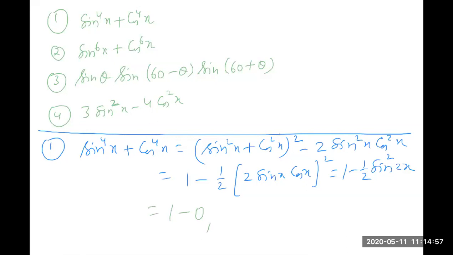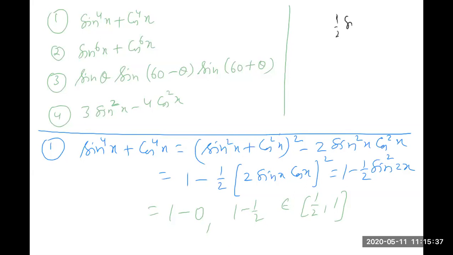Sin^2 2x maximum value is 1. 1 minus half. So when it is 0, it will be maximum, 1. Because from 1 I'm subtracting, so if I subtract the maximum, this will be the minimum. So what is the maximum value I can subtract? Half. Or still if you have doubt in this, you can solve by basic method.